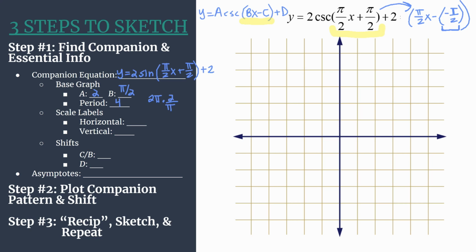All right, now we're ready to choose our scale labels. I like to be really intentional about how I set the horizontal scale, or how we're going to label each tick mark. Take the period and divide it by 4. I do this because in step 2, when you plot the companion pattern, it's a lot easier if your first intermediate graph aligns with each horizontal tick mark.